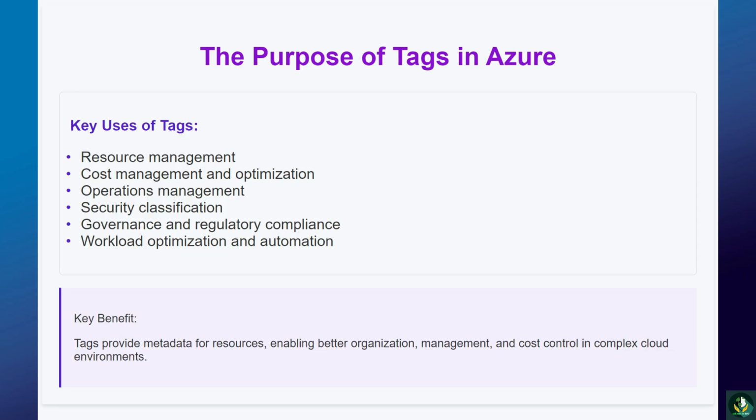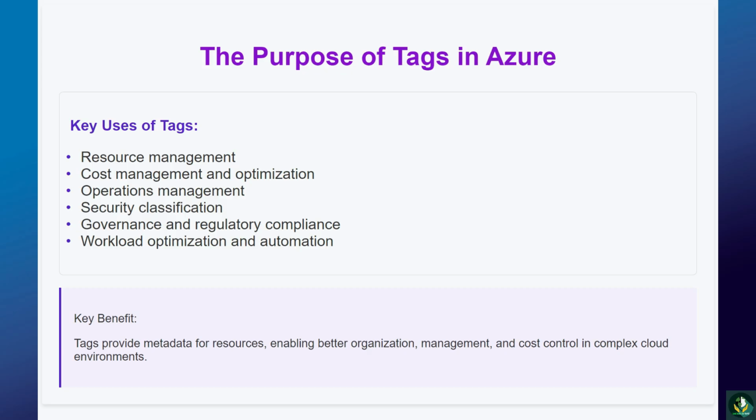Develop a consistent naming convention. Establish a standardized tagging strategy across your organization to ensure consistency and avoid confusion. Automate tag application. Where possible, use Azure policy to automatically apply tags to resources based on predefined rules. Regularly review and update tags.